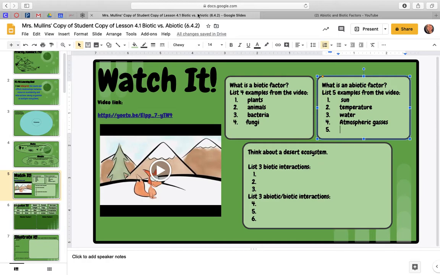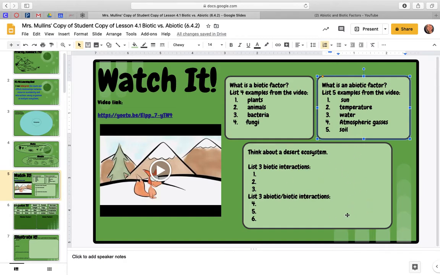Soil. Now, could we have things in soil that are living or things in water that are living? Absolutely, right? We have fish that live in water. Those are biotic, but the water itself is not living, so it's abiotic. We can have earthworms and bugs inside of soil, but the soil itself is abiotic.